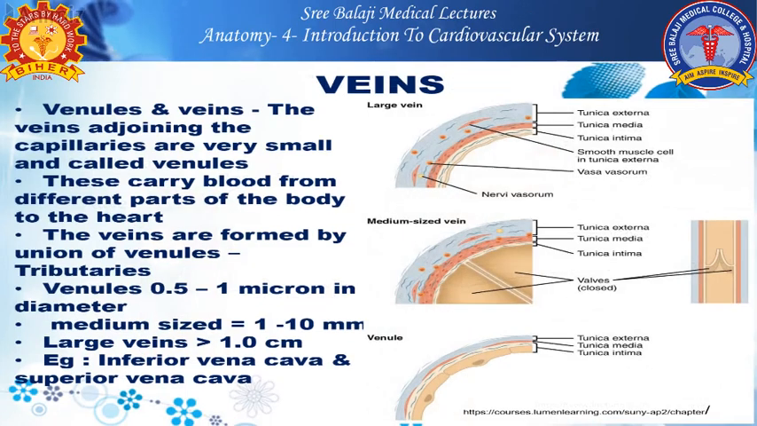The veins adjoining the capillaries are very small and they will be called the venules. These carry blood from different parts of the body and bring it to the heart. These veins are formed by union of venules and they will be called the tributaries of the veins. Venules will be about 0.5 to 1 micron in diameter. Medium-sized veins will be of 1 to 10 millimeter diameter and large veins will be greater than 1 centimeter in diameter. The examples being superior and inferior vena cava.